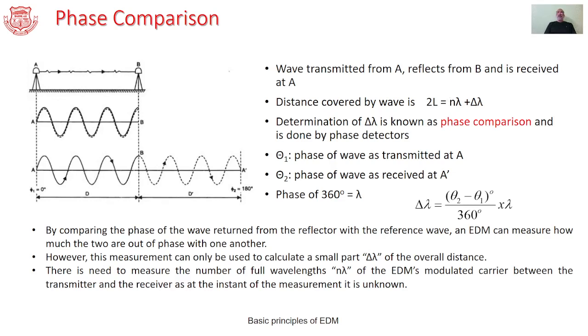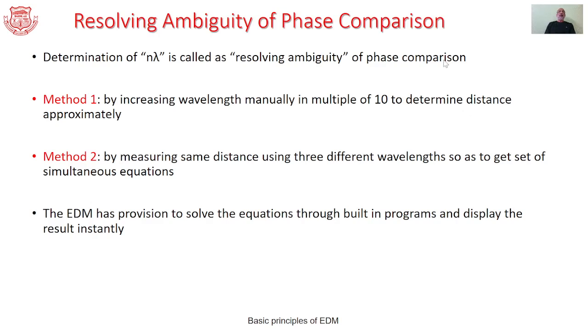So at the instant of the measurement, after propagation we can determine the value of delta lambda, but still that n lambda is not known to us. This determination of n lambda is known as resolving the ambiguity of phase comparison. So there are two methods. Method 1 is we increase the wavelength manually in the multiple of 10 to determine the distance approximately.